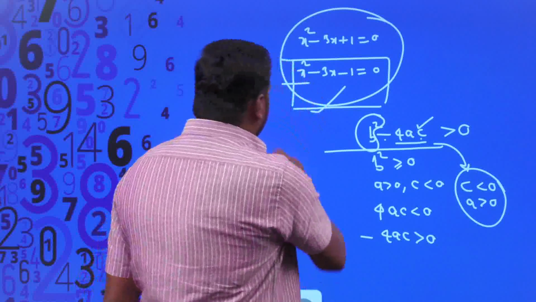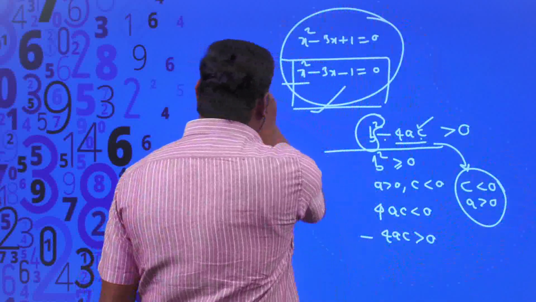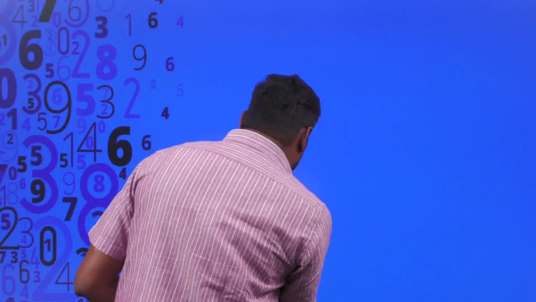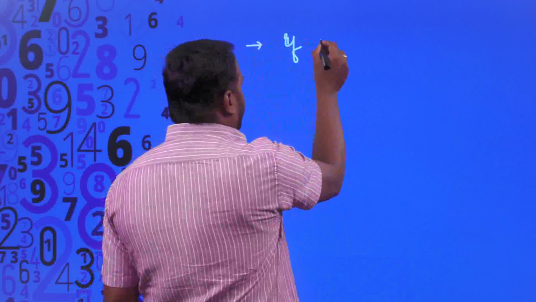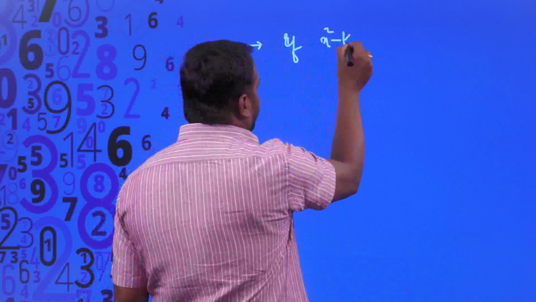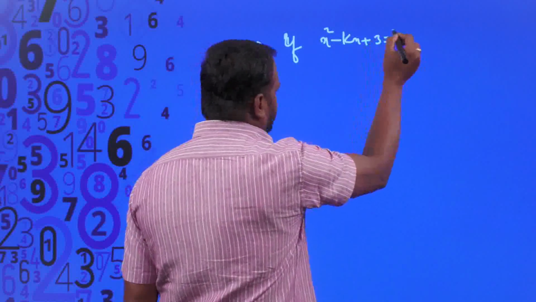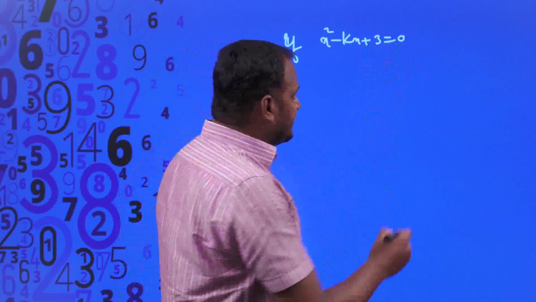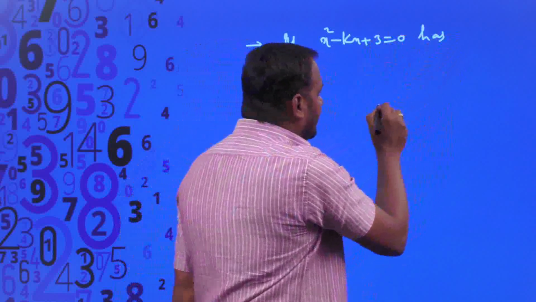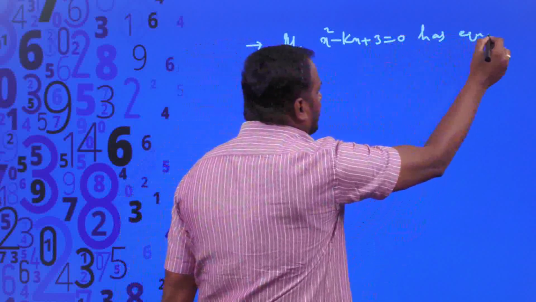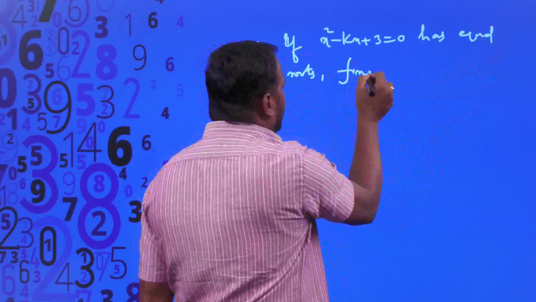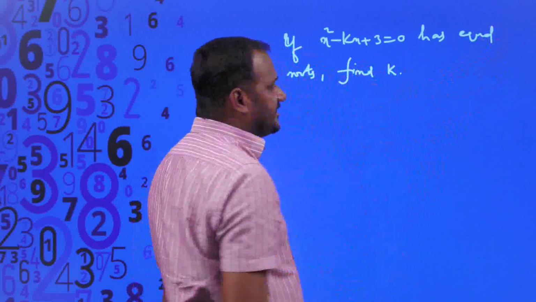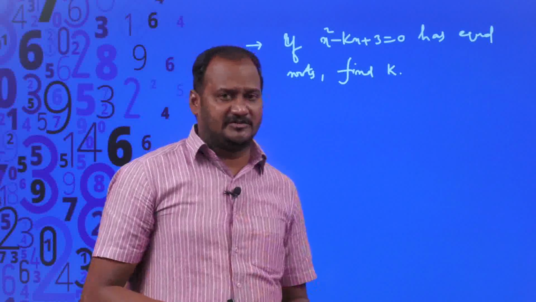Those applications are like, for example, you will be missing either the coefficient of x square, or the coefficient of x, or the constant. For example, the given quadratic equation is x square minus kx plus 3 equal to 0. If x square minus kx plus 3 equal to 0 has equal roots, then find the value of k. If it has equal roots, find the value of k. How do you answer this problem?